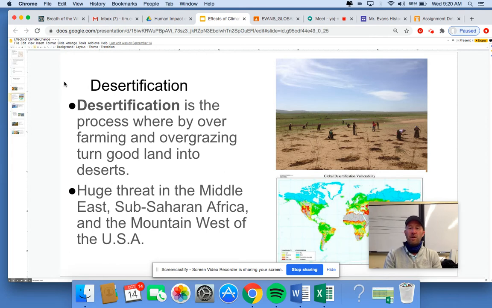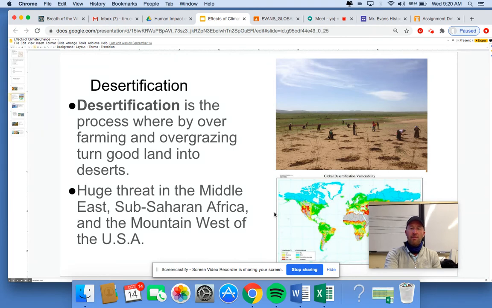Desertification is the process where good land becomes bad land. You can see it happening in this picture. We've got green grasses here, and then dried out earth here. The way this happens is people either over-farm the land or they allow animals to overeat the plants. Then you have no more roots to hold the soil in place, and it dries up and the wind blows it away and eventually becomes desert.